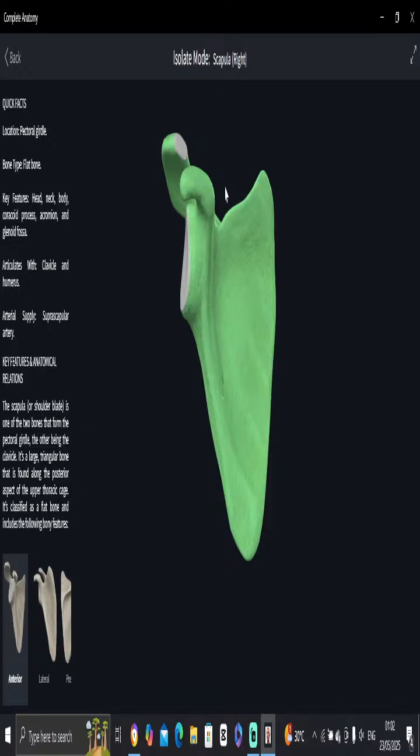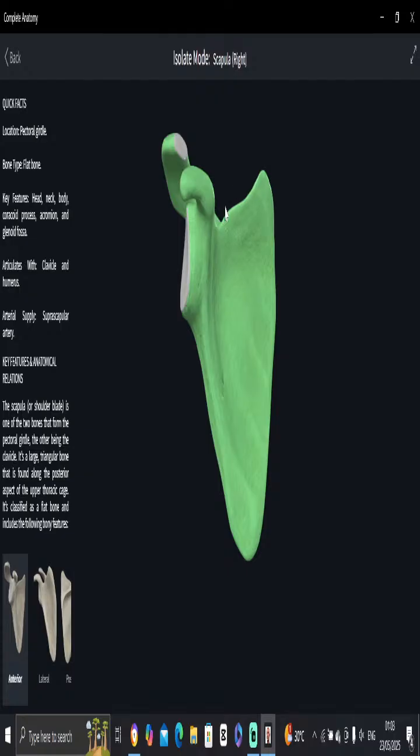We have the upper side, which is the superior border of the scapula. Then at the medial end, we have the medial border of the scapula, and inferiorly, this slanted portion is known as the lateral border of the scapula. So we have the superior border, the medial border, and the lateral border, and in between two non-parallel lines, we have angles.